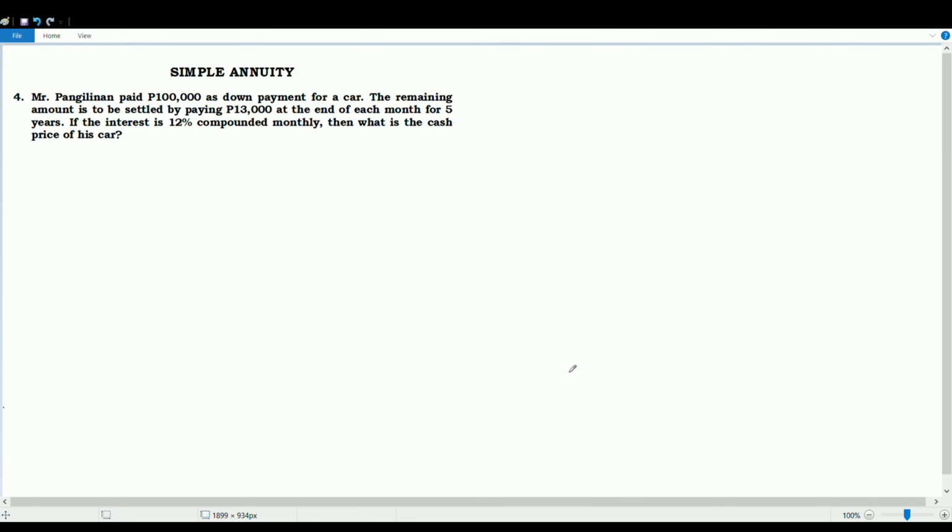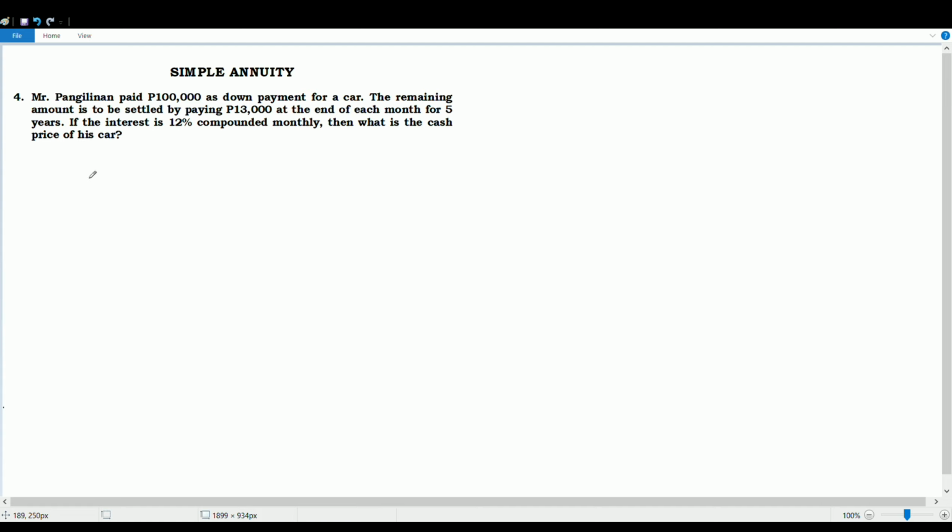For number 4, Mr. Pangilinan paid 100,000 pesos as down payment for a car. In this situation, Mr. Pangilinan availed a car and he made 100,000 pesos down payment. The question is, how is he going to pay the remaining balance? So this is the case. The remaining amount is to be settled by paying 13,000 pesos at the end of each month. So therefore, 13,000 is to be paid every month for 5 years. If the interest is 12% compounded monthly, then what is the cash price of his car?